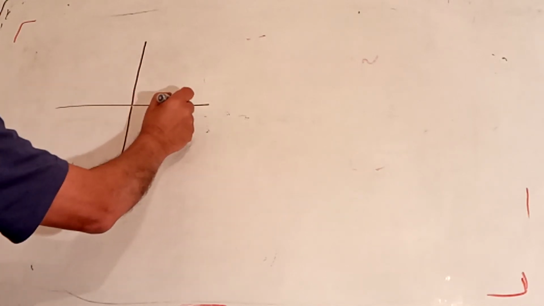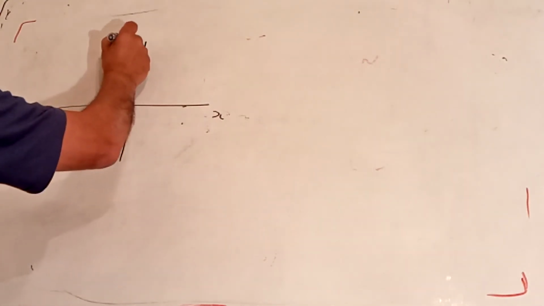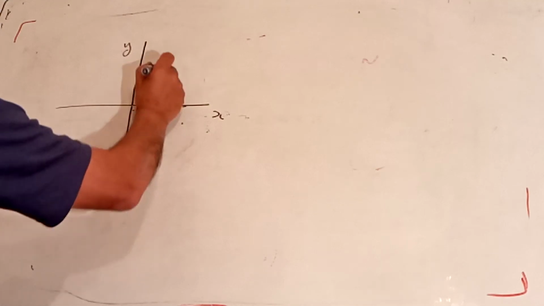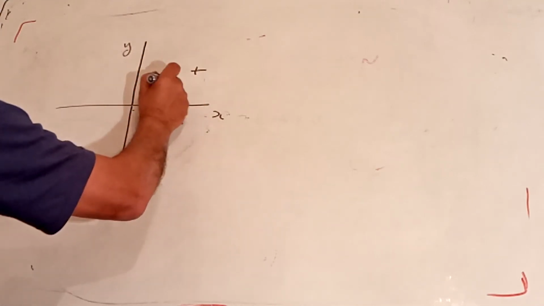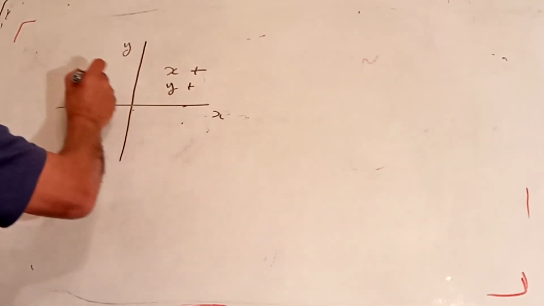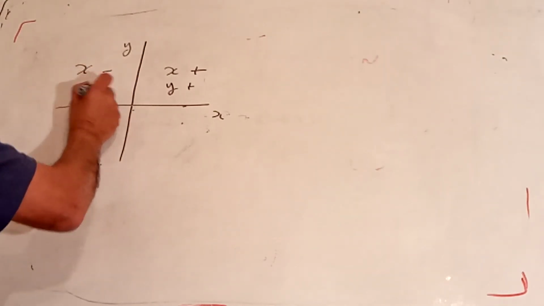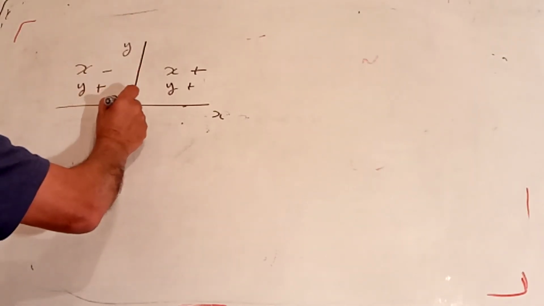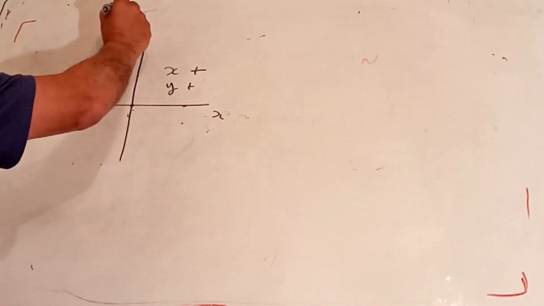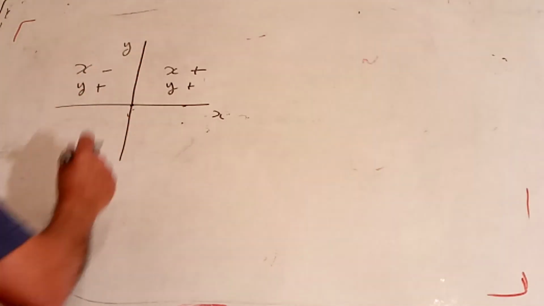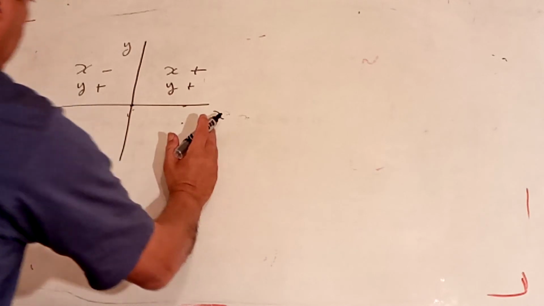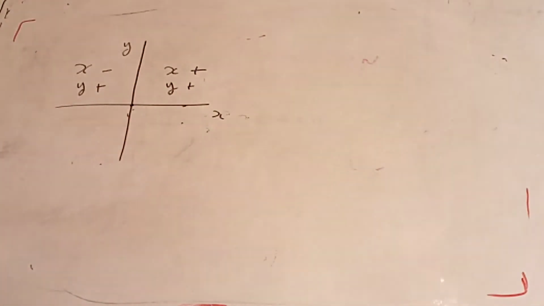Here, this is x and this is y. On this side, x is positive and y is positive. Here, x is negative, but y is positive, because this is 0. For y, if we are up, we are positive. If we are down, we are negative. For x, if we are on the right, we are positive. If we are on the left, it will be negative.